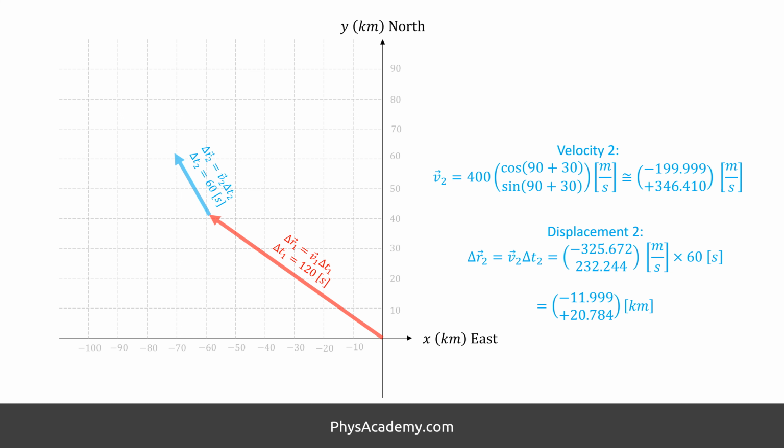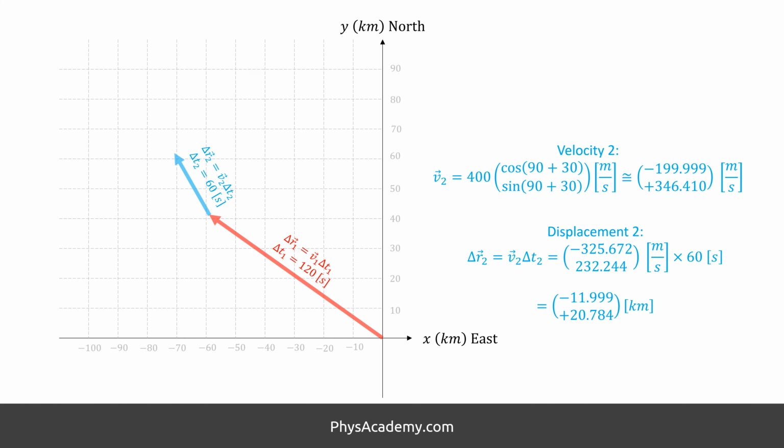For the second section of Barry's trip, we go through the same process, but this time, the speed is 400 meters per second, the duration is 60 seconds, and the direction with respect to the positive x-axis, as our reference axis, is 120 degrees. Therefore, Barry's velocity is negative 200 meters per second along the x-axis and positive 346 meters per second along the y-axis. By multiplying Barry's velocity by 60 seconds, we get negative 12 kilometers along the x-axis and almost positive 20 kilometers along the y-axis.